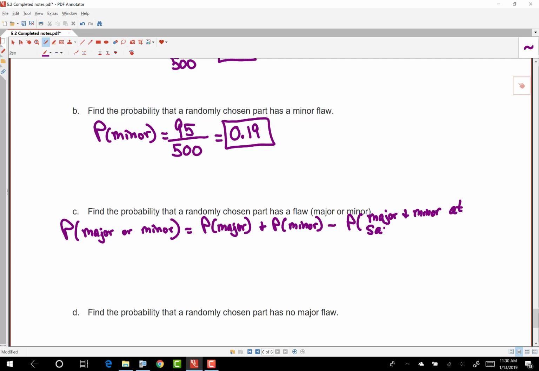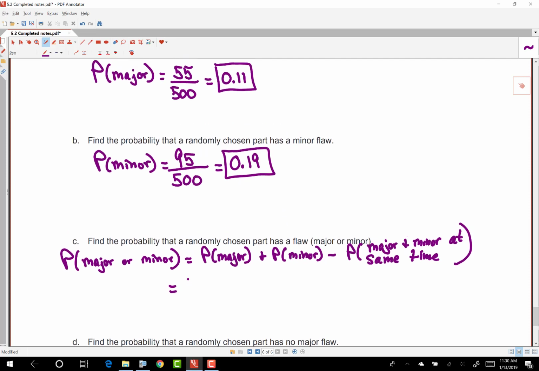And remember, if that last number is 0, they're mutually exclusive. Now we know that's not going to be the case here. They told us right in the problem that sometimes some of the parts have both flaws. Okay, so the probability of a major flaw, we found that in part A, that was 55 out of 500. Plus the probability of a minor flaw, we found that in part B, that was 95 out of 500.